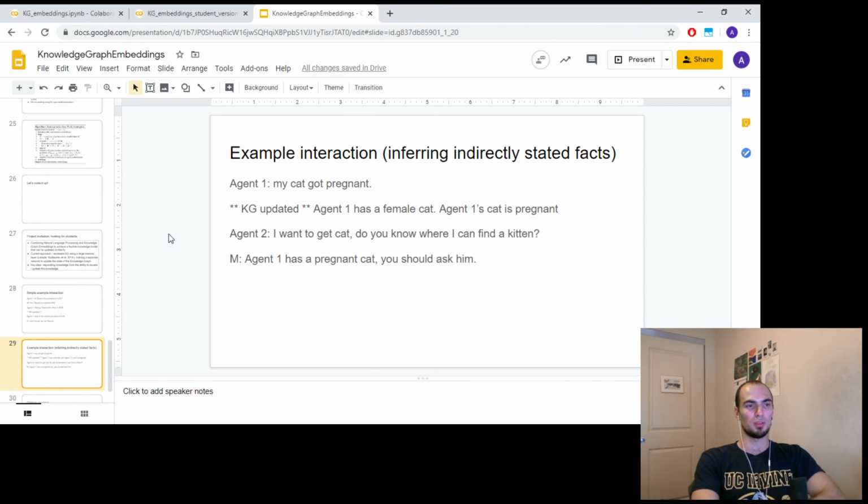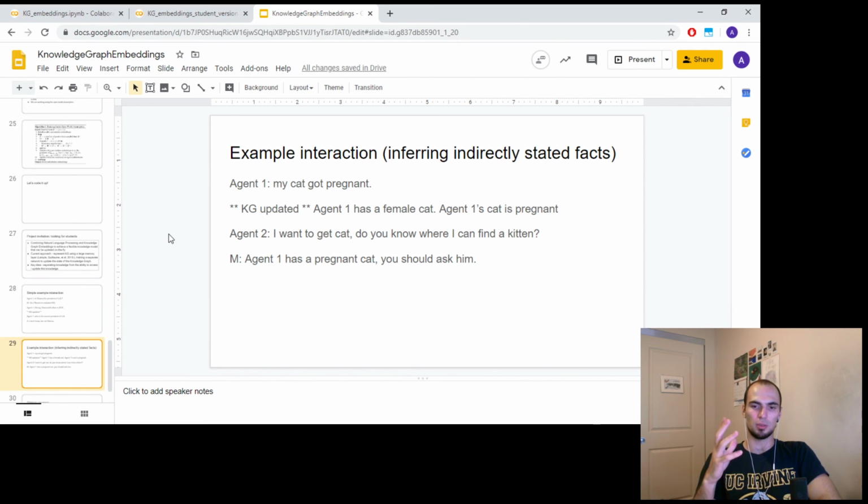Another simple interaction that I would like to see as a result of this project is inferring information that is stated indirectly. So, for example, Agent 1 could say, my cat got pregnant, and the knowledge graph gets updated to reflect the information that Agent 1 has a cat, and this cat is female, and this cat is pregnant. And so later this information can be reused in subsequent dialogues.